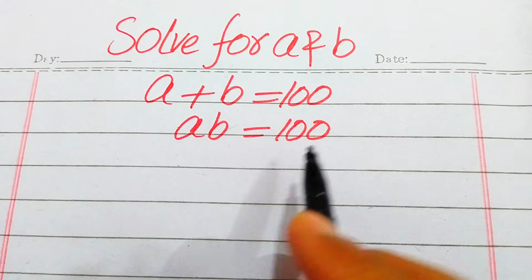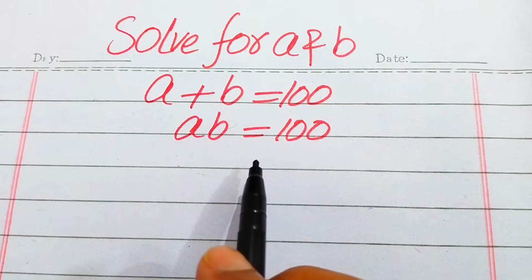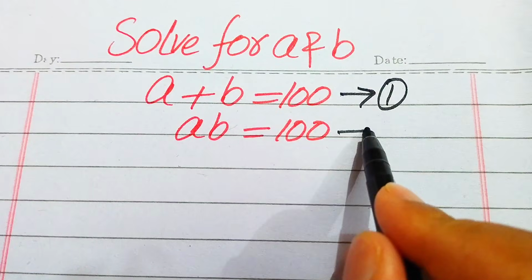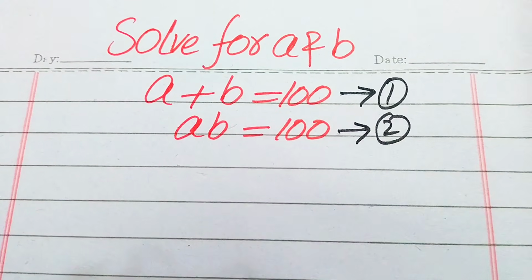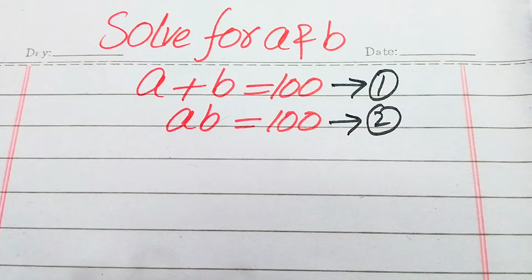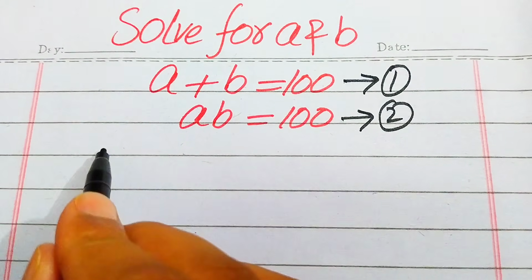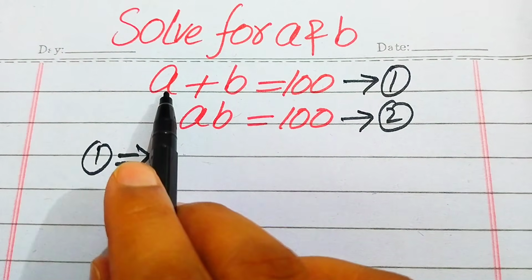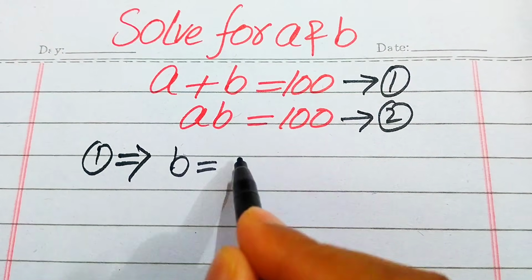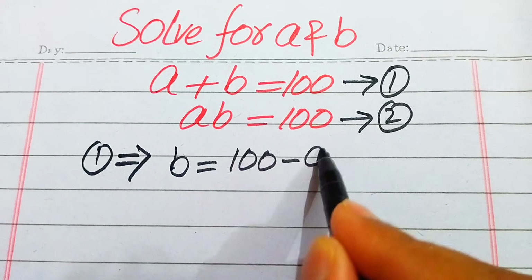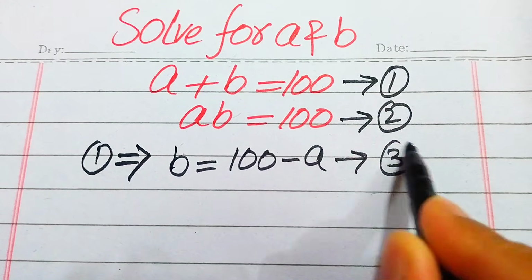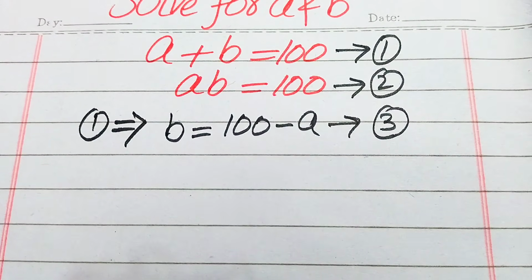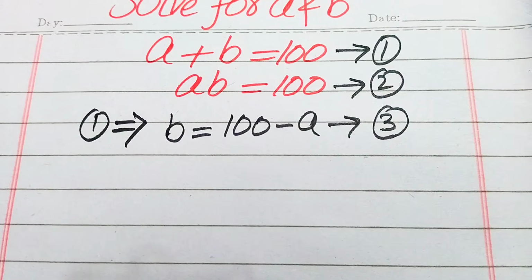So here we have a plus b equals 100 and ab is also equal to 100, and we solve this problem for the values of a and b. We call this equation number 1 and this our equation number 2. The very first thing we are going to do is focus on equation number 1. Equation number 1 implies that we move the term a to the right hand side and we get b equals 100 minus a, and we call this equation number 3. So we use this equation number 3 in equation number 2, and we convert our equation number 2 into the single variable a form.